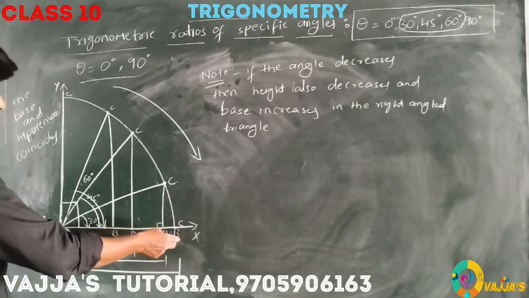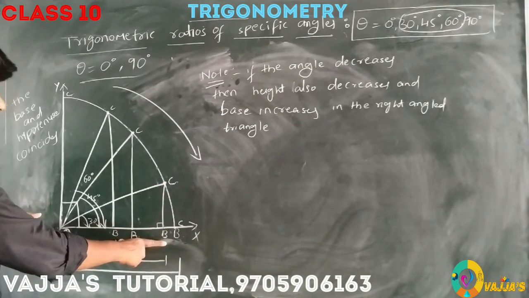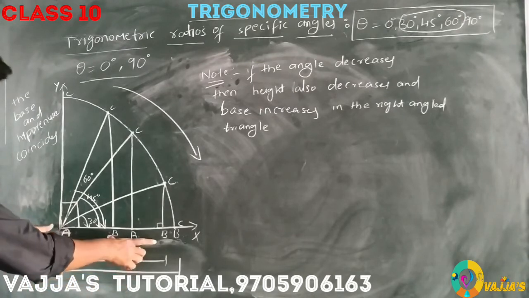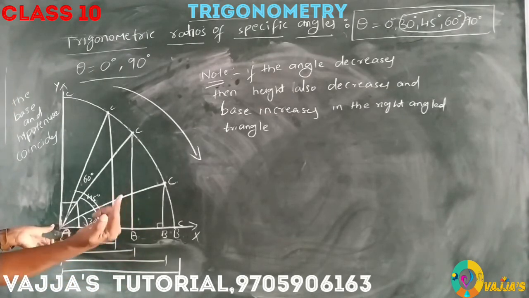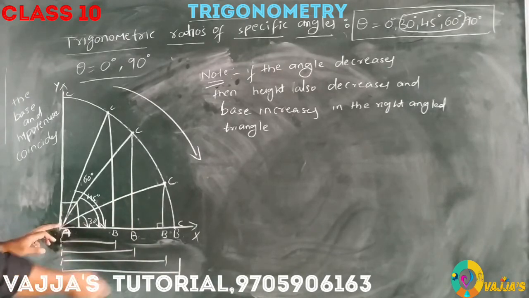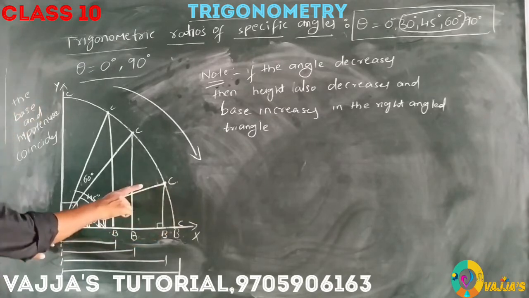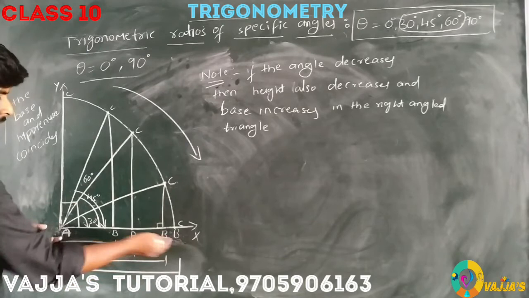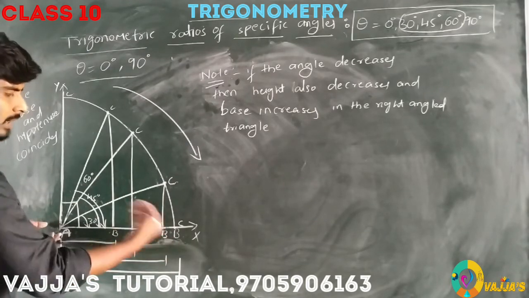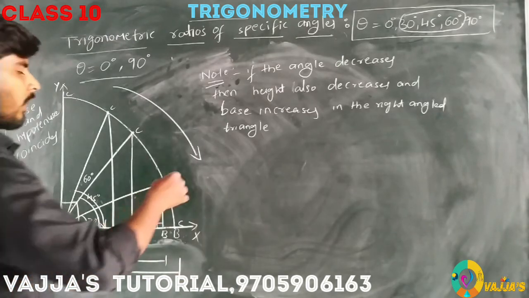So BC is nothing but height. AB is nothing but base. In particular, this AB is adjacent side to angle. Where is the angle here? This is our angle. This BC is the opposite side to angle, and this AC is the hypotenuse. Here hypotenuse and adjacent sides coincide, and opposite side becomes 0.